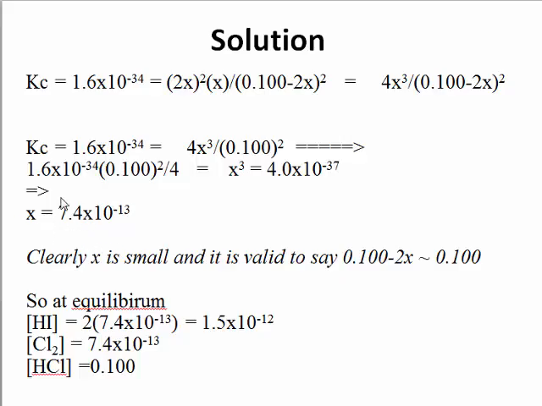Clearly x is very small if we adopt this approach. We're going to assume this approximation is valid. And so at equilibrium, the concentration of HCl is 0.100 to 3 significant figures. The concentration of Cl2 is x, 7.4 times 10 to the negative 13. And the concentration of HI is going to be twice that, or 1.5 times 10 to the negative 12.